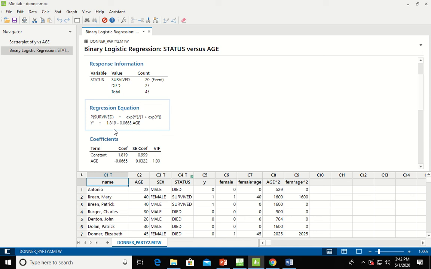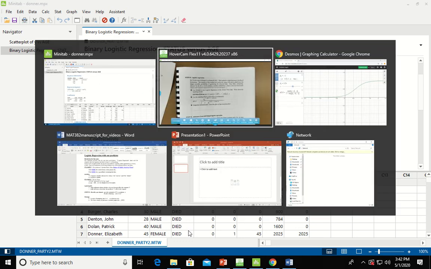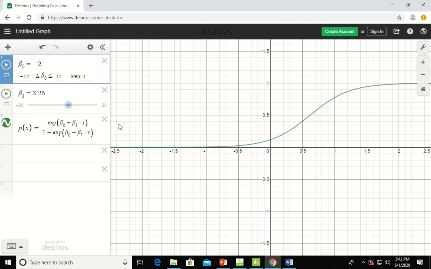We have to plug it into our expression to find out what the probability of success is. So to estimate what the probability will be, we're going to have e to the 1.819 minus 0.0665x all over 1 plus e to the 1.819 minus 0.0665x. So we could graph this then to determine whether it looks reasonable or not. I'm going to use Desmos just because it's a little easier than trying it on the graphing calculator.